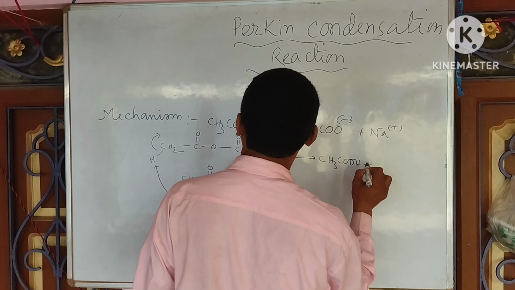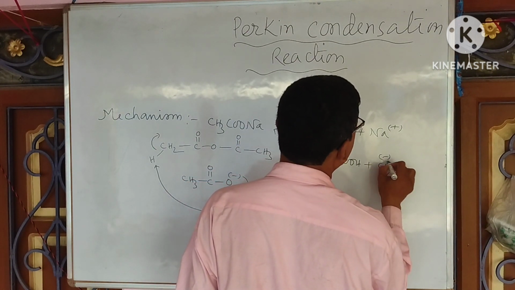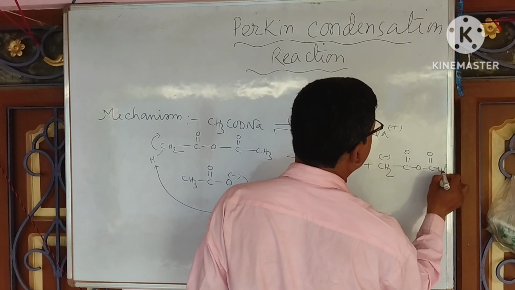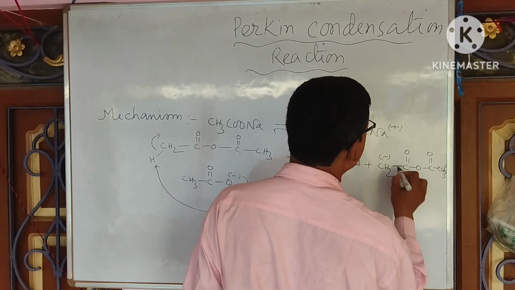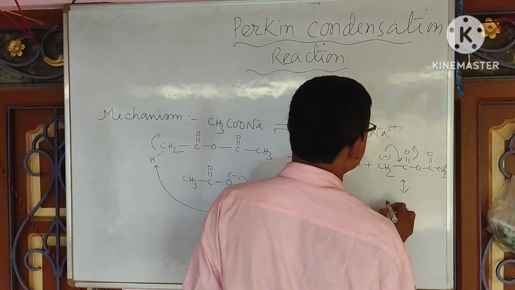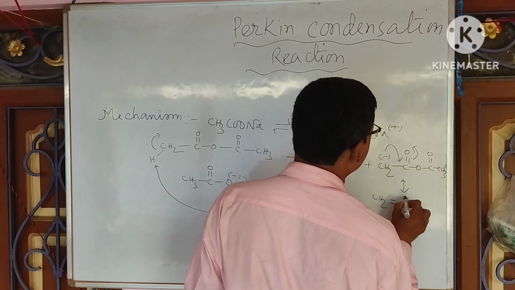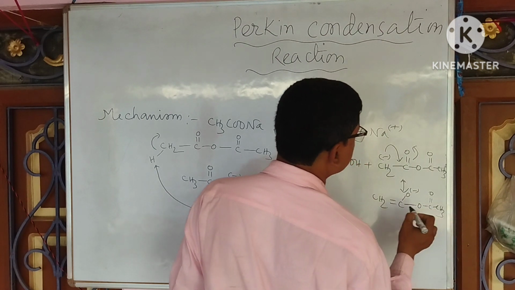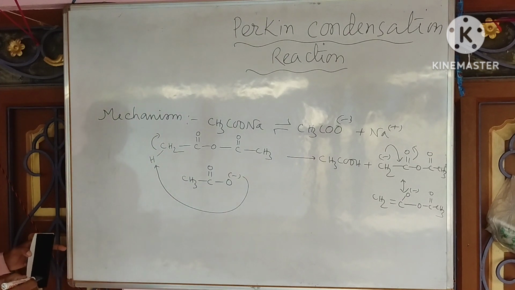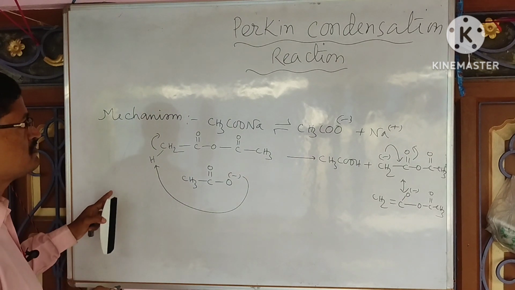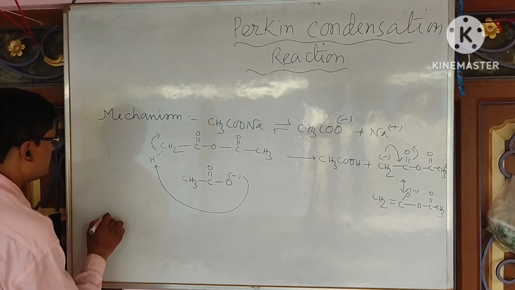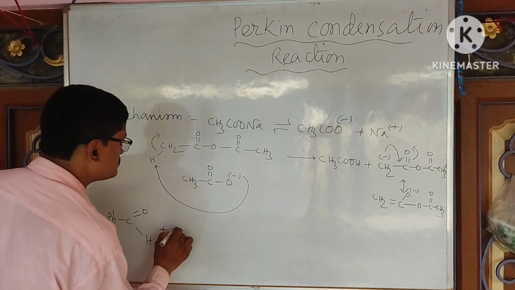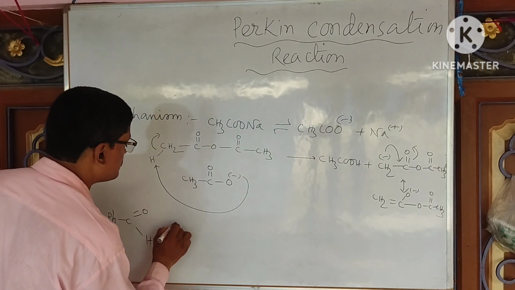CH3COOH plus CH2 minus COO CO CH3. These species undergo this type of resonance. It must be shown, which happens during the course of the reaction. Again, the anion formed reacts in the next step with the corresponding aromatic aldehyde, that is benzaldehyde, to form the next intermediate compound.